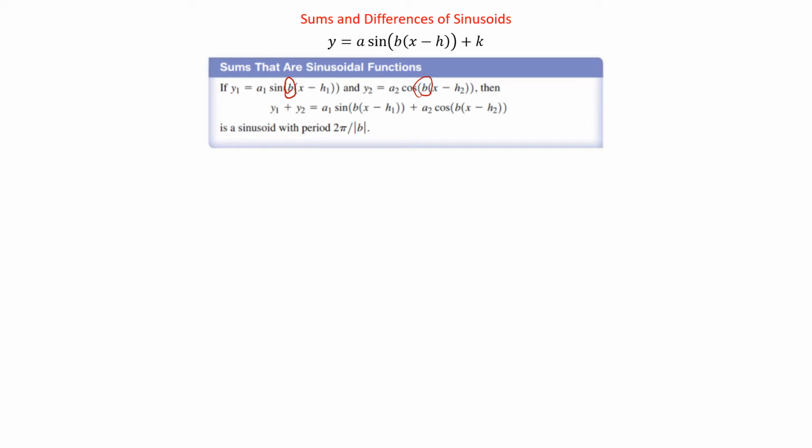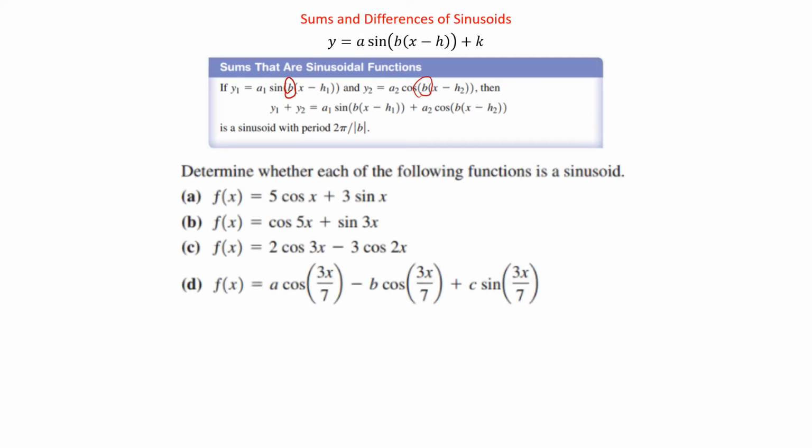The H values can be different. There's also no K here. That complicates things a little bit when there's a K. But those B values are the same. So if we wanted to determine which of them is a sinusoid, we look.